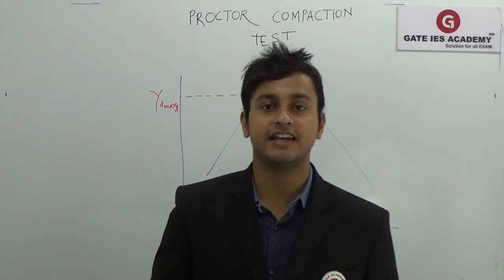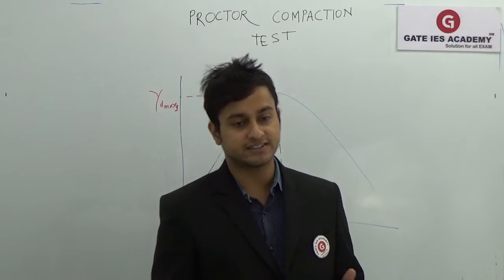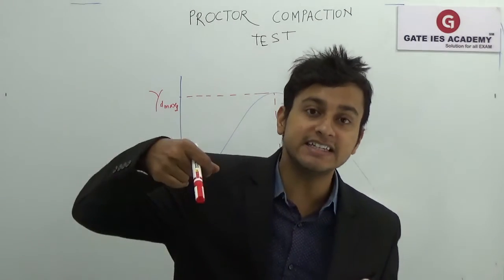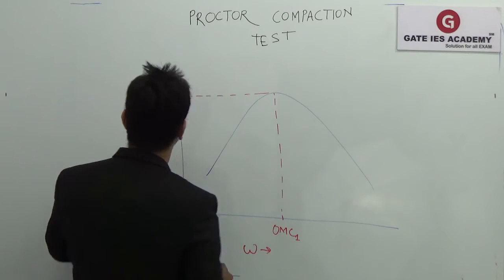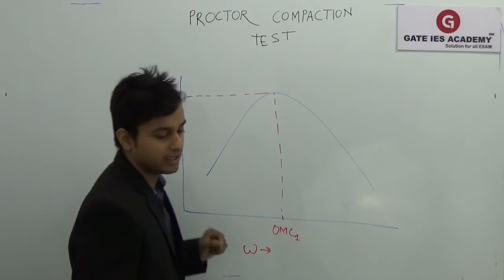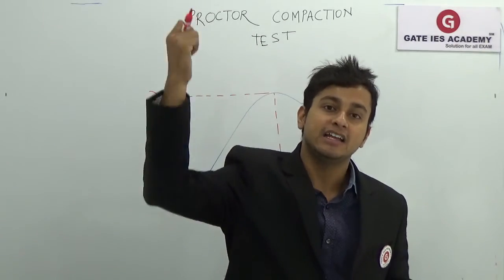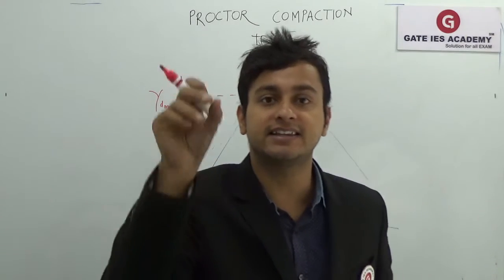Okay students, now let's study the Proctor compaction test. In a Proctor compaction test, we try to compact the whole system by increasing the water content as well as trying to increase the gamma d. So we keep on adding water, and at the same time we keep on tamping, or providing dynamic loading.